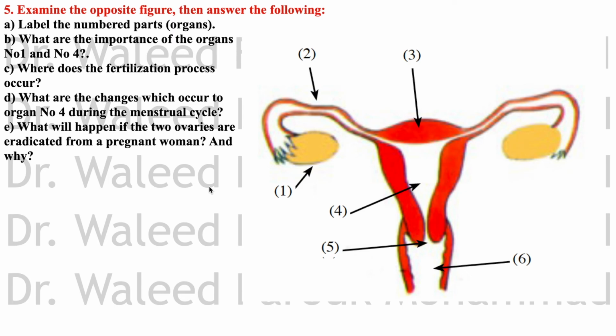What will happen if the 2 ovaries are eradicated from a pregnant woman, and why? Now, for a pregnant woman, we have the first 3 or 4 months and the rest of pregnancy. In the first 4 months, the placenta is not fully formed yet, so it does not secrete hormones. It is totally dependent on the corpus luteum of the ovary. So, if you remove the ovary, or if something happens to the ovary in the first 4 months, abortion will occur. But after the 4th month, pregnancy continues, because the placenta will take over and the corpus luteum will degenerate into corpus albicans, or the white body. Okay?